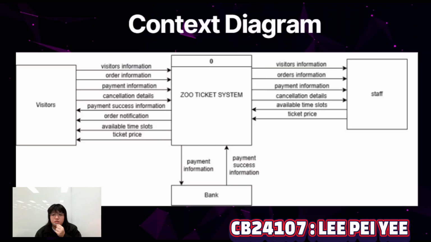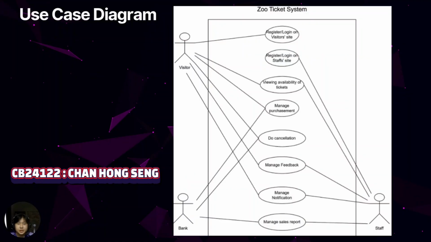The zoo ticket system will give the visitor information, order information, payment information, and cancellation details to the staff and get the available time slot and ticket price from the staff. And the zoo ticket system will give the payment information to the bank and get the payment success information from the bank.